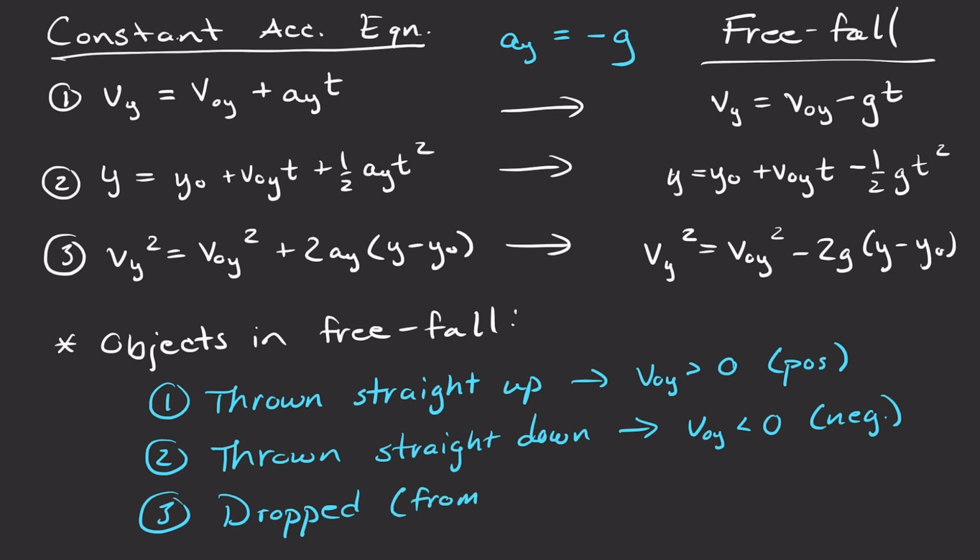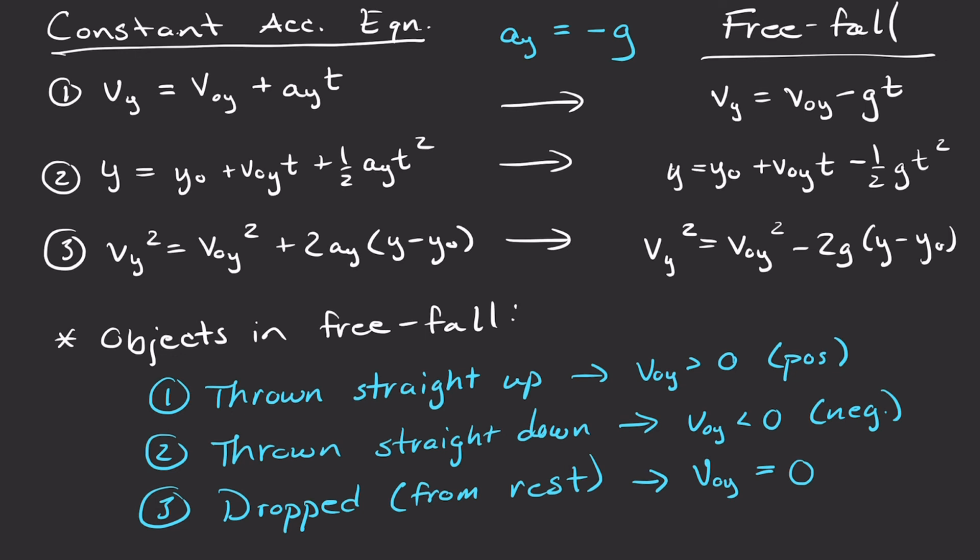We typically call this dropped from rest. What that means is the moment that it leaves your hand, however you drop it, the initial velocity in the y direction is 0. So in all of these cases, once the object leaves your hand, whether it's going straight up, straight down, or is just released from rest, the moment after it is released, it's only under the influence of gravity, and therefore it is in free fall. So in the next video, we're going to look at some examples and some problems going over not only constant acceleration, but the special case of free fall.